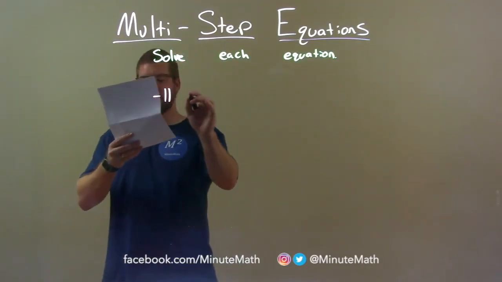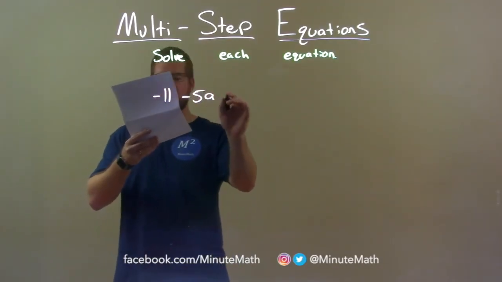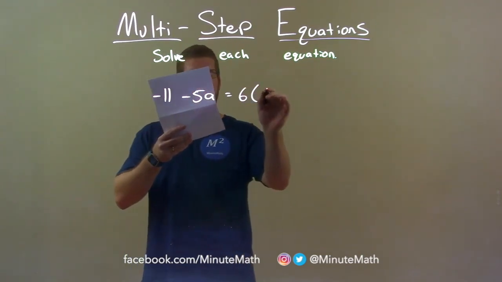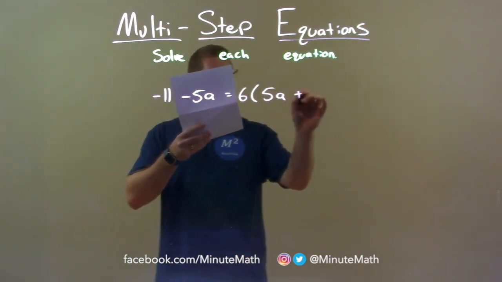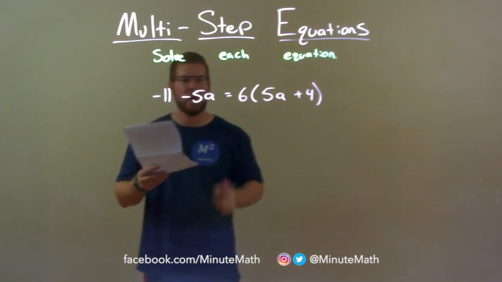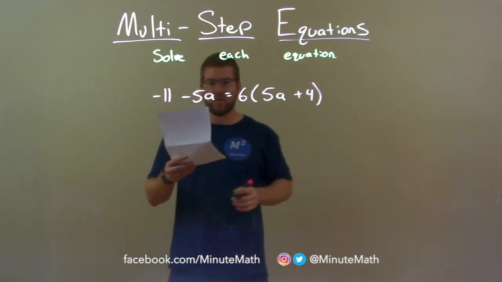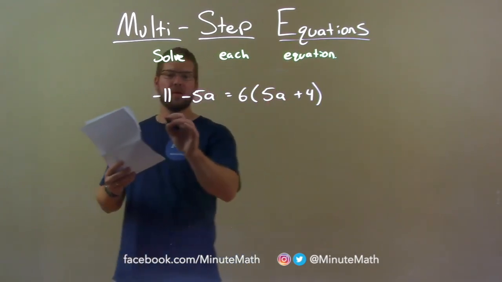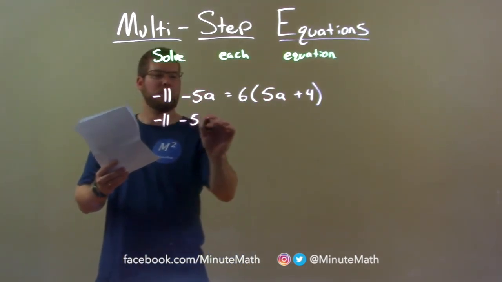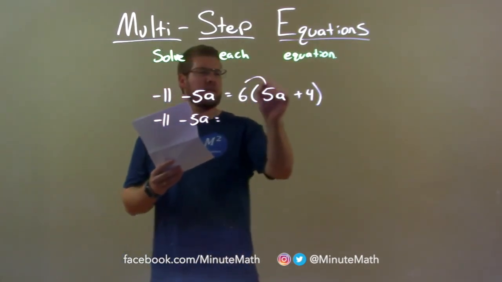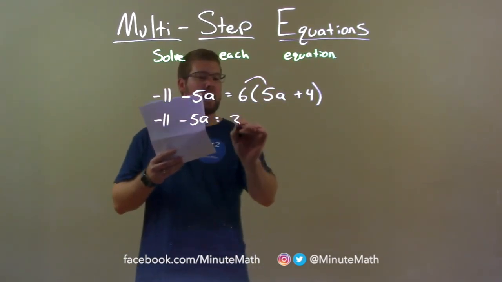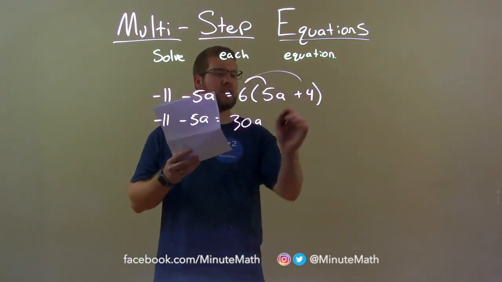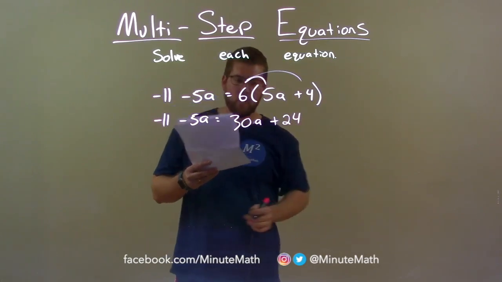Negative 11 minus 5a equals 6 times 5a plus 4. Alright, I want to get a by itself. First step in doing that is I distribute the 6 in the parentheses. So on the left-hand side, negative 11 minus 5a stays where it is. 6 times 5a is a 30a, and 6 times a 4 is 24.